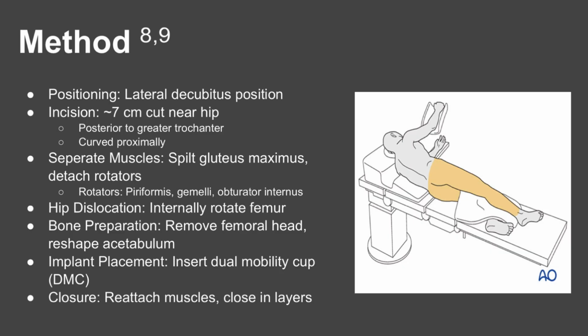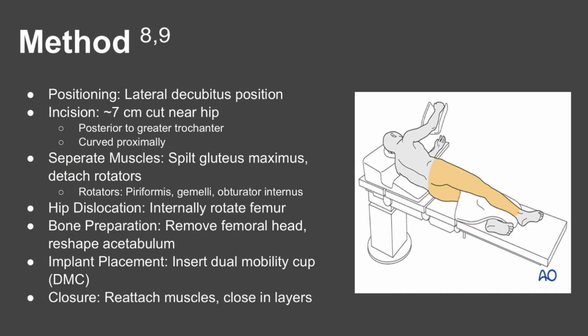Once the femoral head is dislocated, the surgeon is then going to remove the damaged femoral head. The acetabulum will be reshaped to create a smooth surface for the prosthetic implant. And then we'll start doing the preparation of the bone to ensure a secure fit for the prosthetic device.